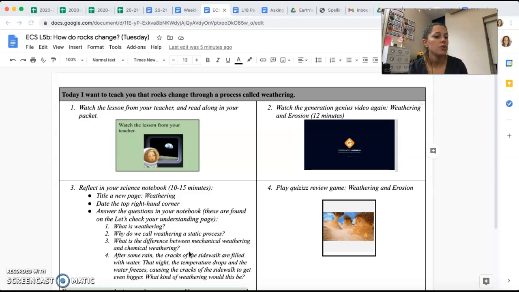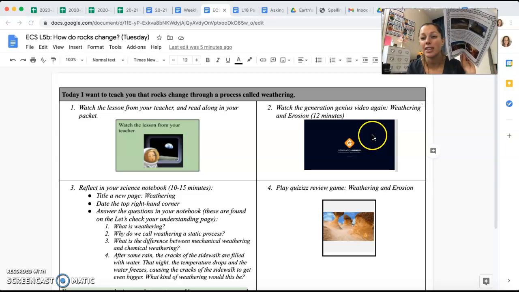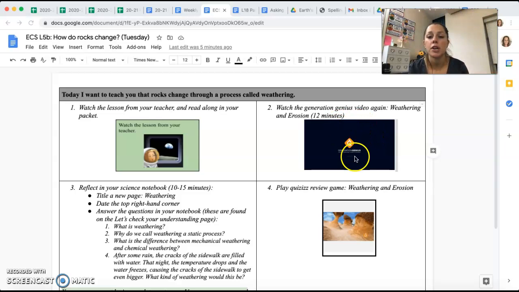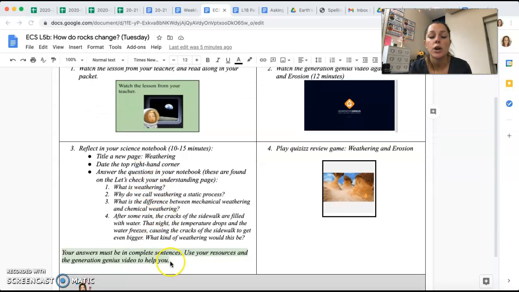All right, so now your job is to review our understanding of weathering, maybe going back and rereading this on your own, then watching the weathering and erosion video once again from Generation Genius, and finally answering these questions in your notebook. You need to make sure that you're writing your answers in complete sentences. You do not need to rewrite these questions. You can just title the new page Weathering, write the date on the top right-hand corner, and then write 1 and then answer that question, 2, then answer that question. But all of the questions must be done.